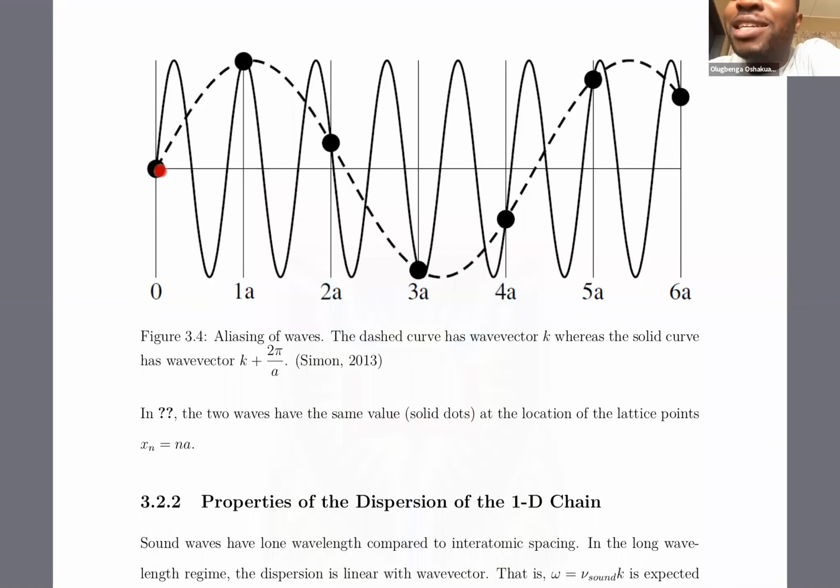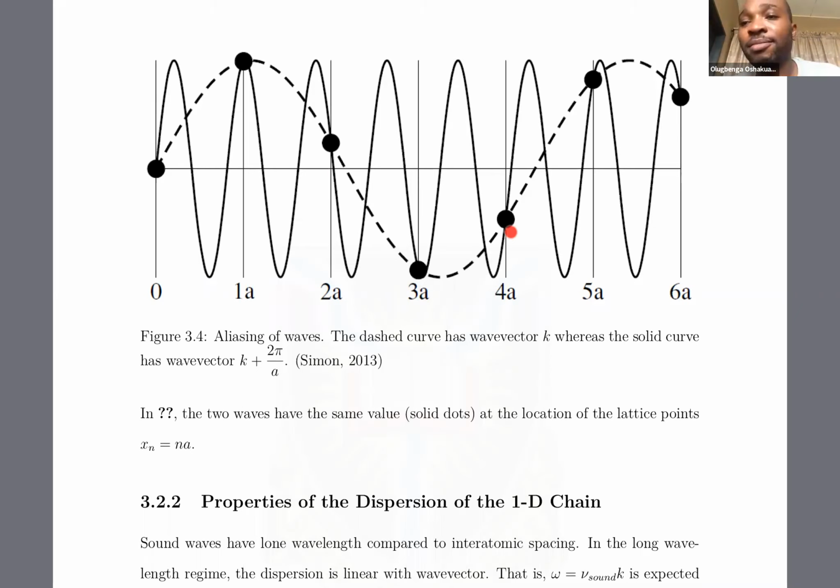At these black spots that they've put here, there are points where the dashed line and the solid line actually meet and agree. When you look at it, at the origin, they agree. At the first lattice site, they agree. Second lattice site, they agree. Third lattice site, they agree. Fourth lattice site, they agree.